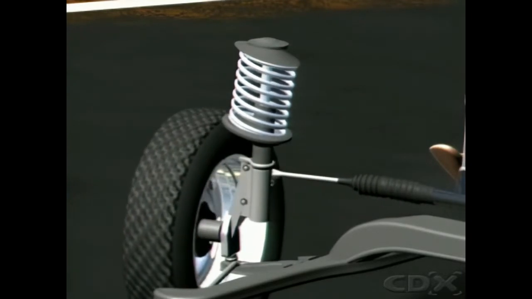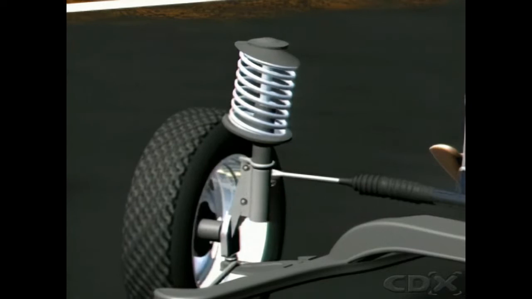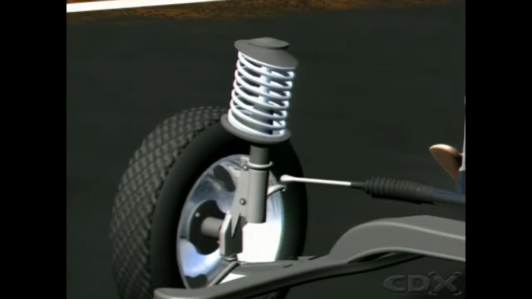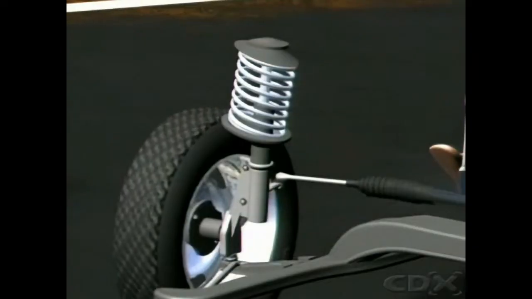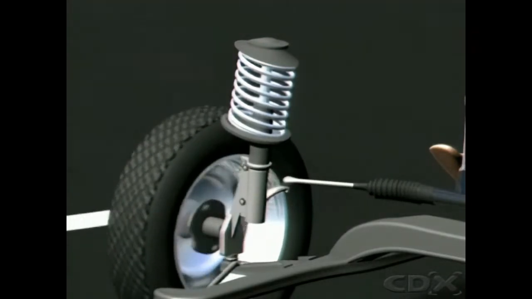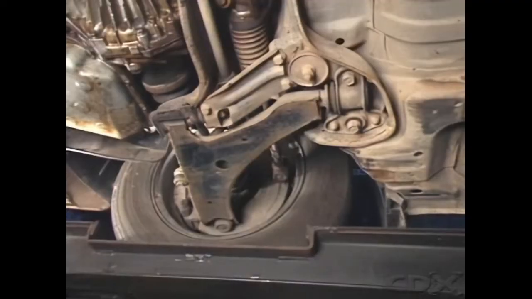If the unit is on the front, the upper mounting includes a bearing to allow the complete strut to rotate with the steering. A tension rod, or stay bar, extends from the body subframe to the outer end of the control arm. This maintains the location of the control arm during braking and accelerating.